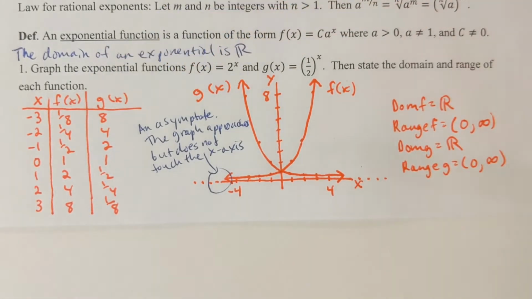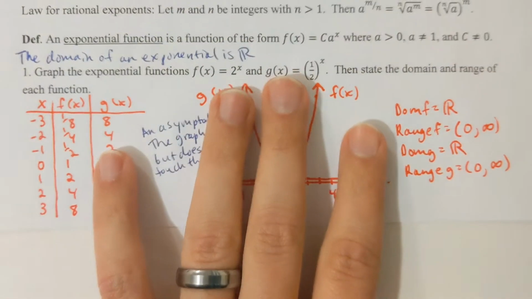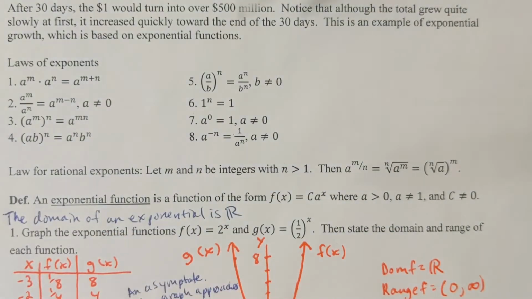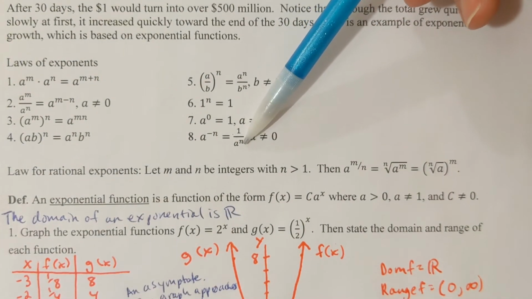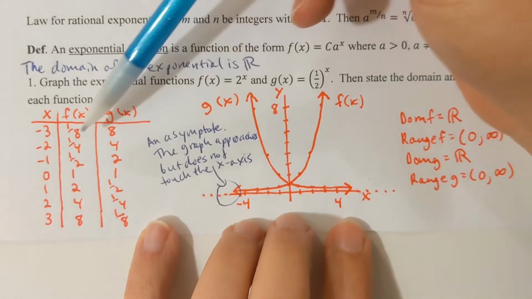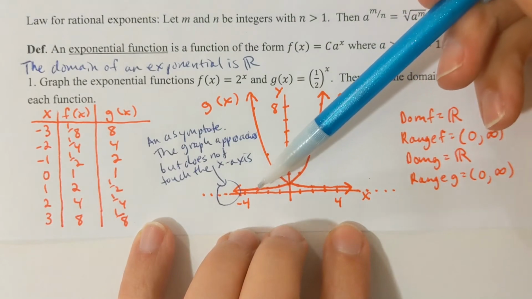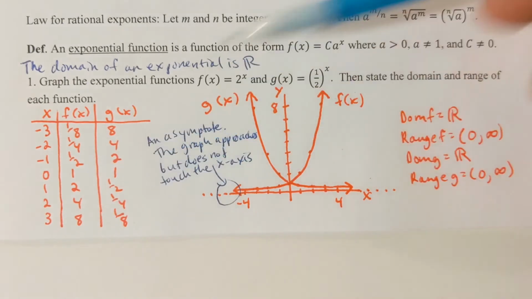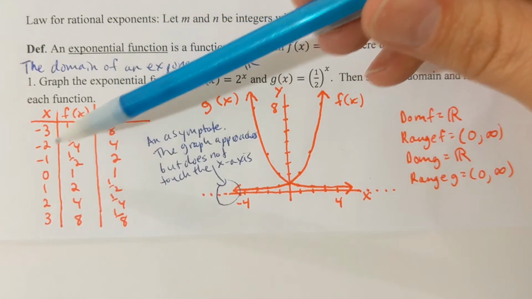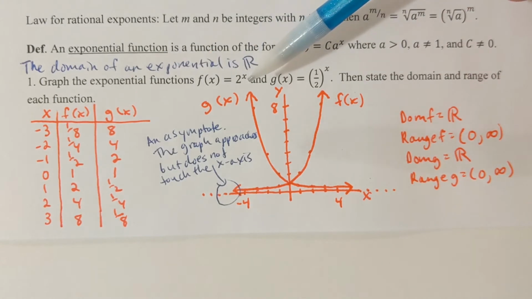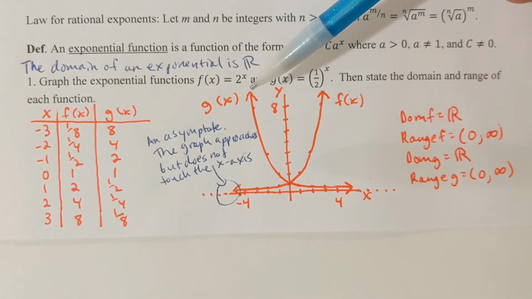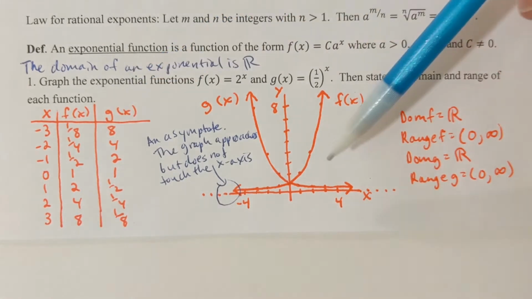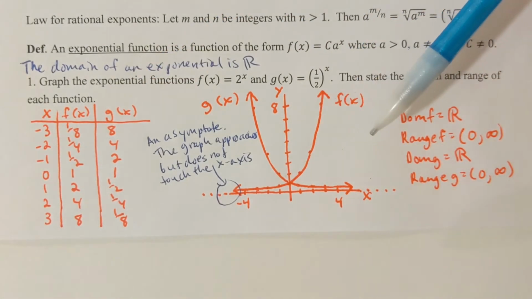So like if x is negative 3, 2 to the negative third, that's the same as 1 over 2 cubed, or 1/8, using this law here. So here's negative 3, 1/8 on the graph. Let me just graph f of x first, and then I'll graph g second. So if I let x be negative 2, 2 to the negative second, that'd be the same as 1 over 2 squared, or 1/4. So here's negative 2, 1/4 on the graph.